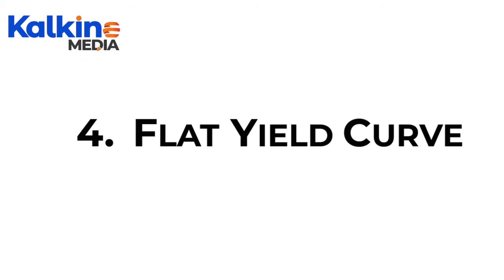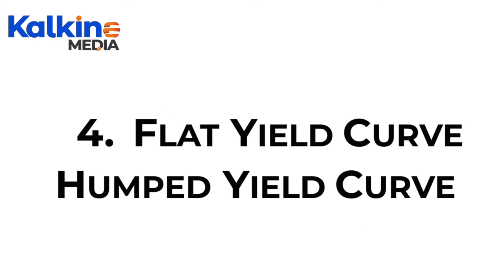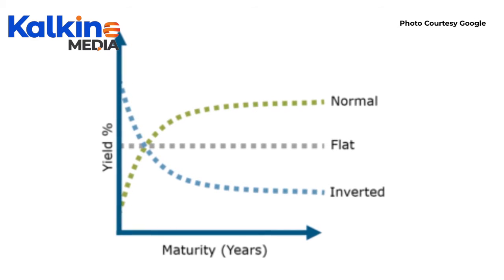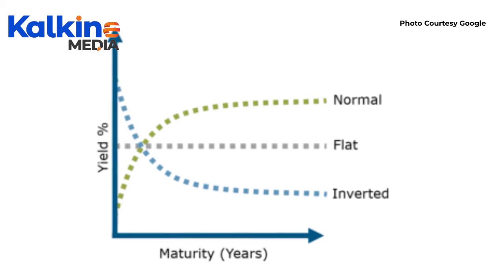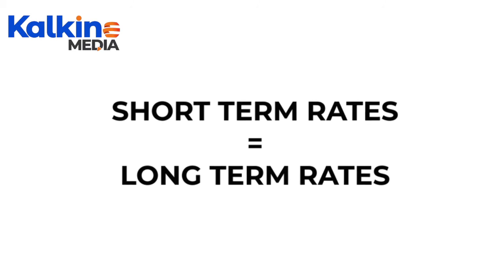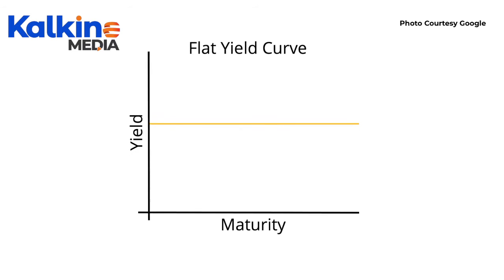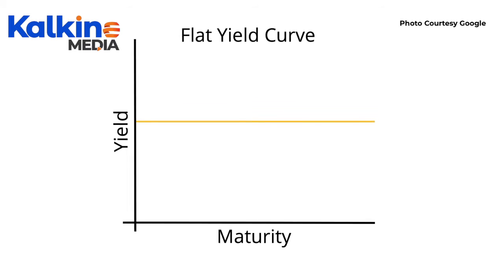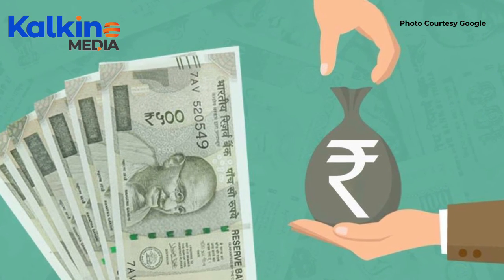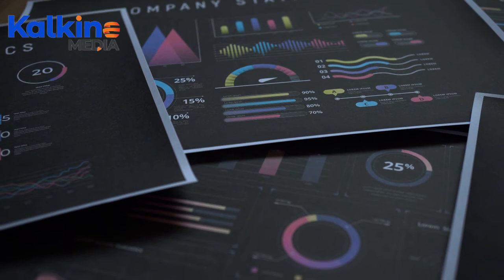Fourth, flat yield curve or humped yield curve. When the normal yield curve transitions into an inverted yield curve, it must pass through a phase where the curve is flat. This is the time when short-term rates are almost equal to the longer-term rates. Thus, the shape of the curve appears to be as flat as both types of maturities fetch the same amount of interest. Well, that's all for now.